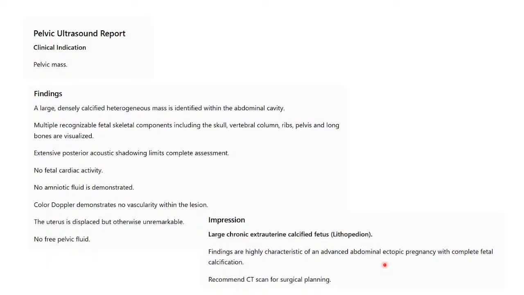Have you ever seen such a case in your life? Have you ever heard about it? Have you read about it? Or is it the first time? I'm asking you, the medical community, the sonographer community, the radiology community. What's your take? Have you ever seen this?